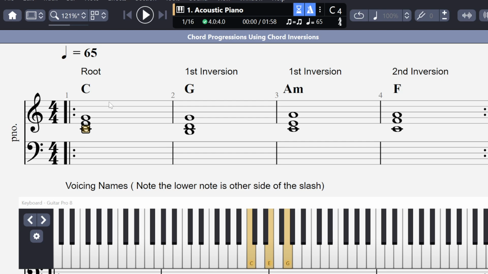And the reason why you'll see this is a great example of where inversions are handy, especially if the chord progression is either quite technical or quite quick, and then you want the changes to be as smooth as possible.